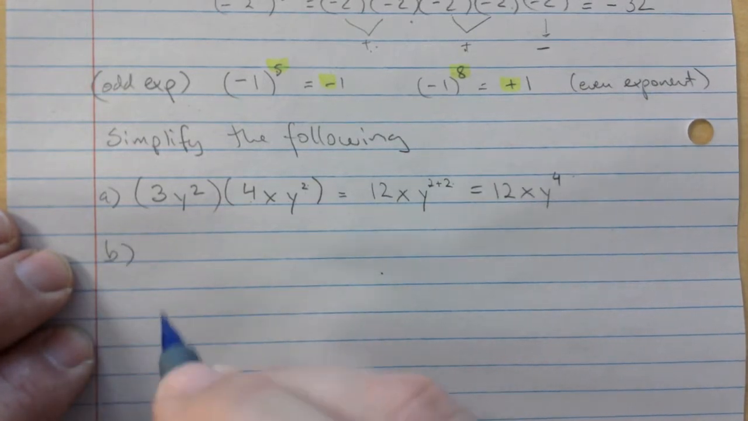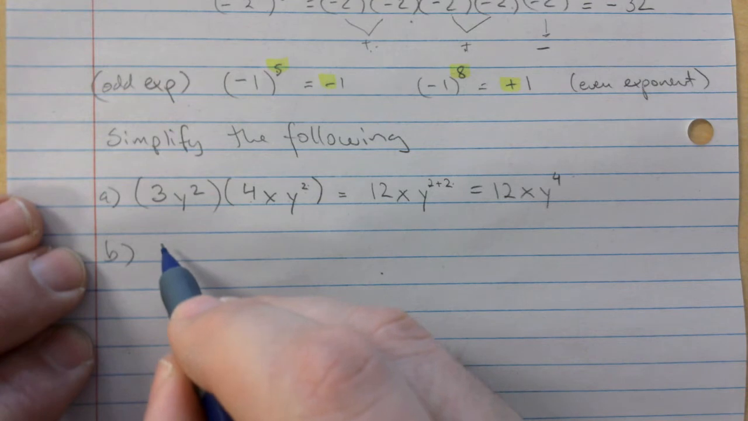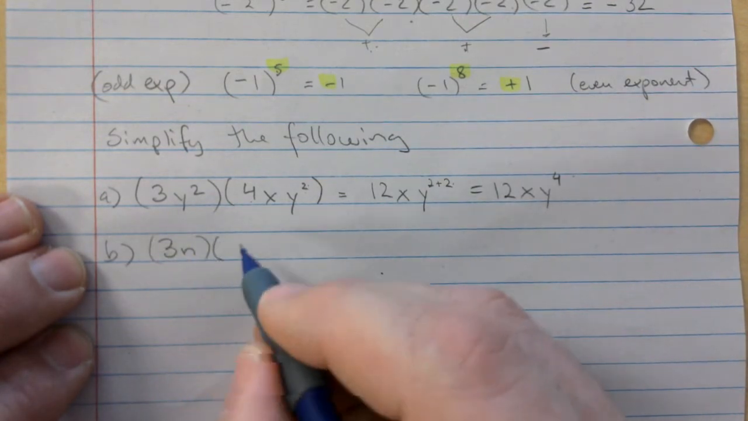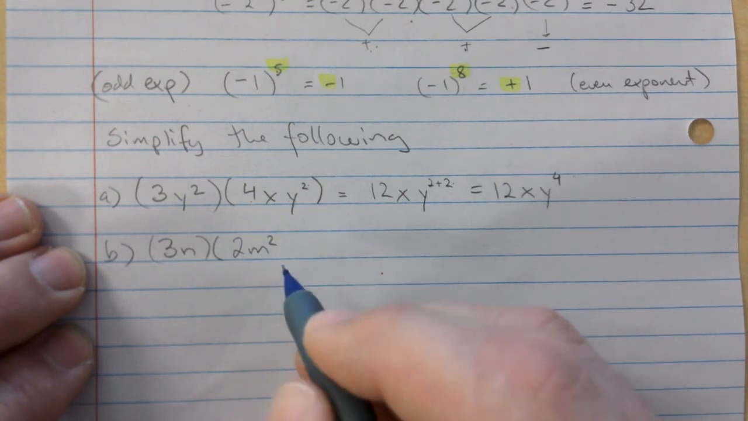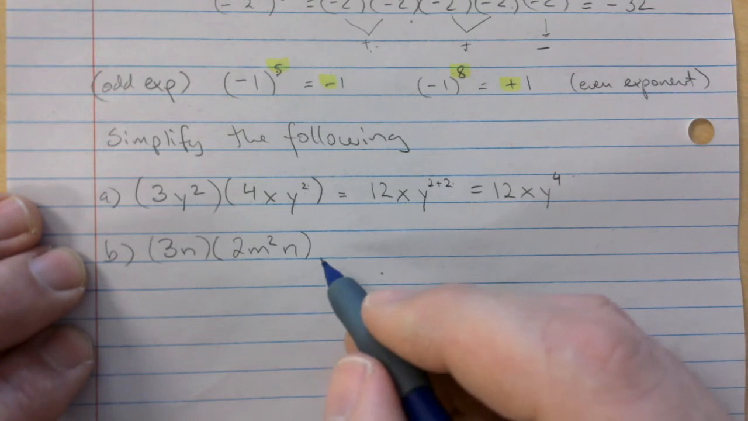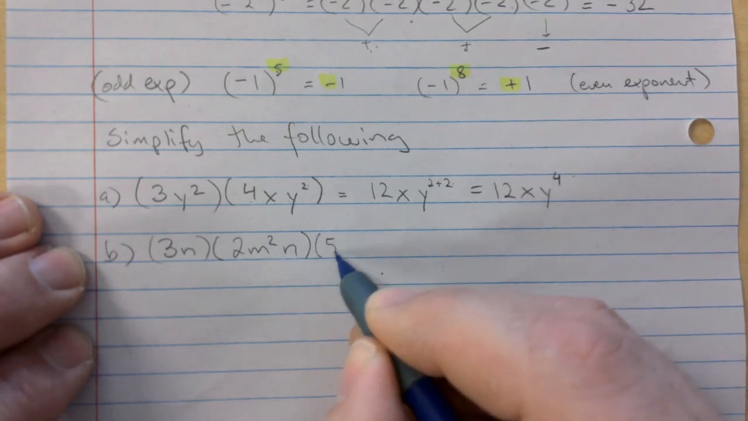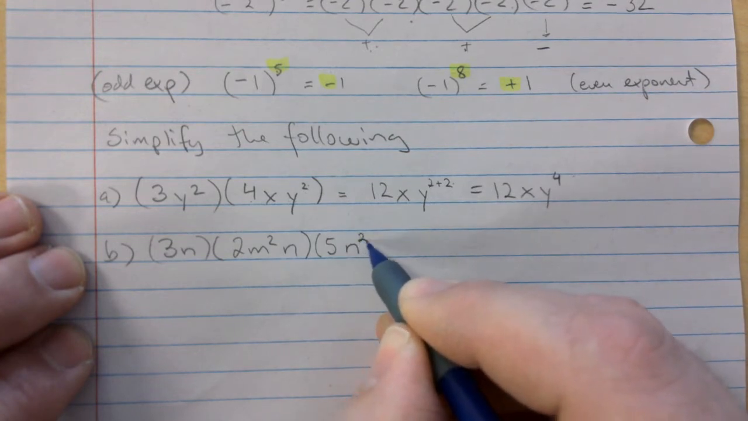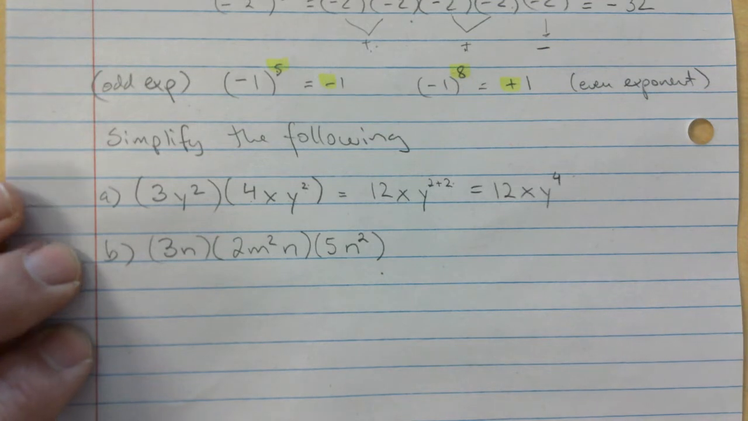B, let's go 3n times 2m squared n times 5n squared. How's that?